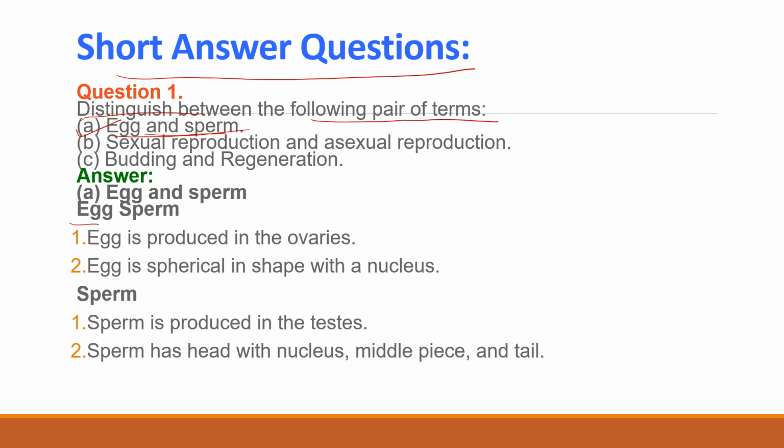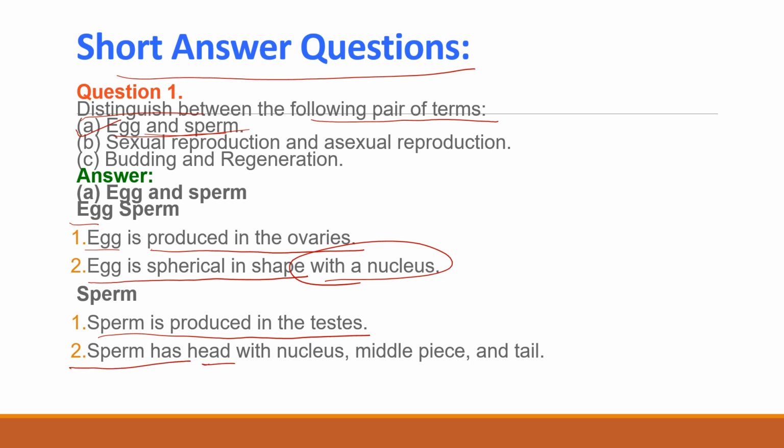Egg is produced in the ovaries and it is spherical in shape with a nucleus. So this is egg. What is sperm then? Sperm is produced in the testes and has a head with a nucleus, a middle piece and a tail. You can write these differences in tabular form as well.